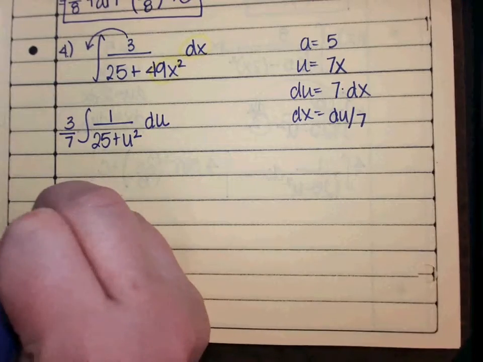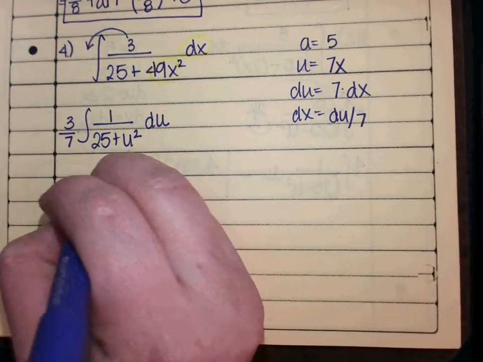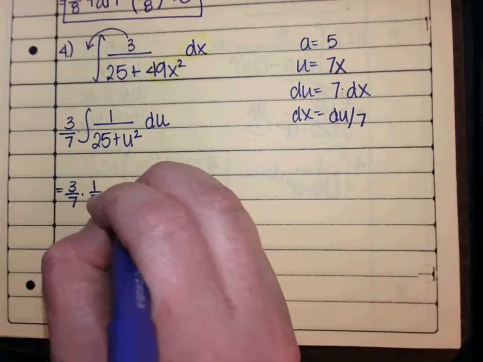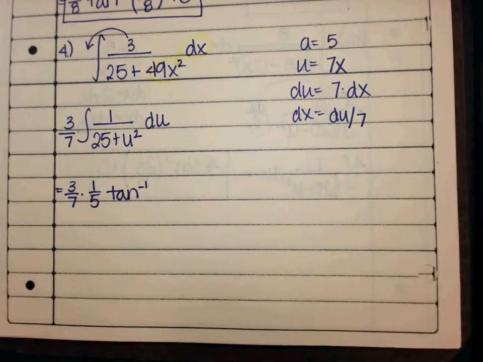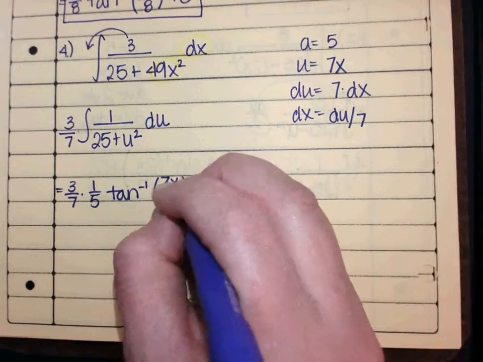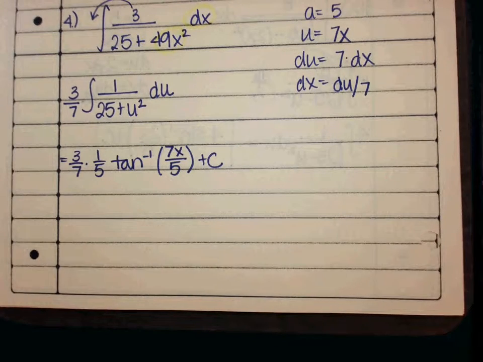So leave the 3/7 in the front, and then you're doing your rule. What would 1 over a be? 1 over 5 inverse tan. And then u over a would be 7x over 5 plus c. Now, could you simplify that fraction in front and make it 3 over 35? Sure. You don't have to, but you could.